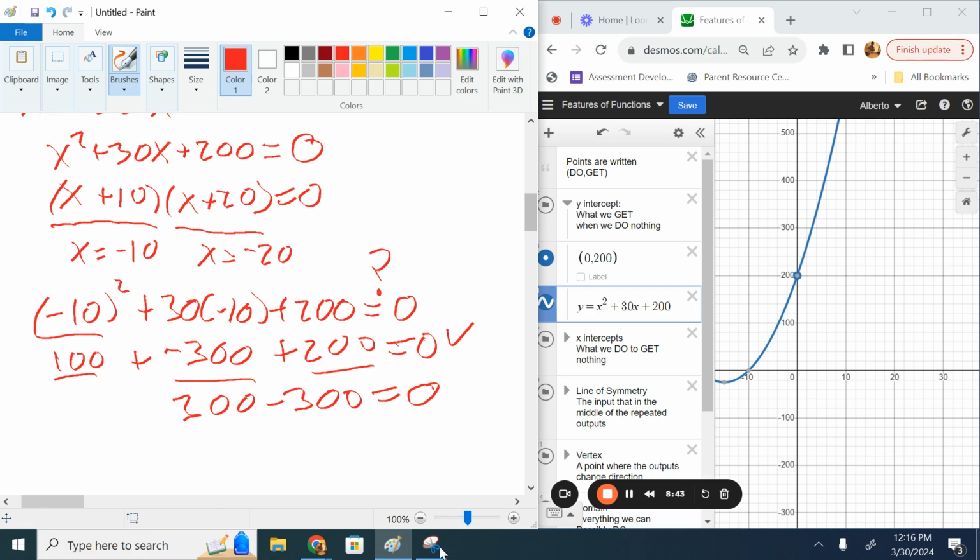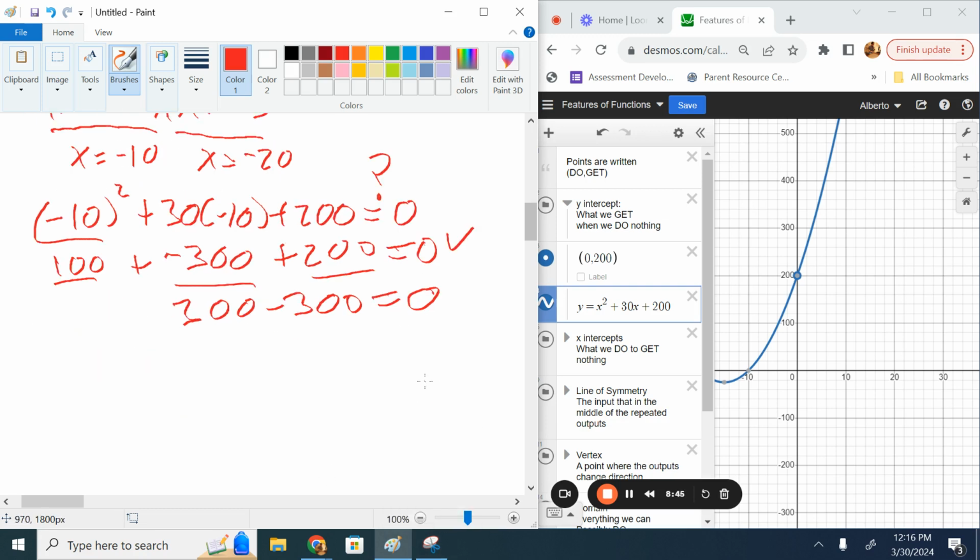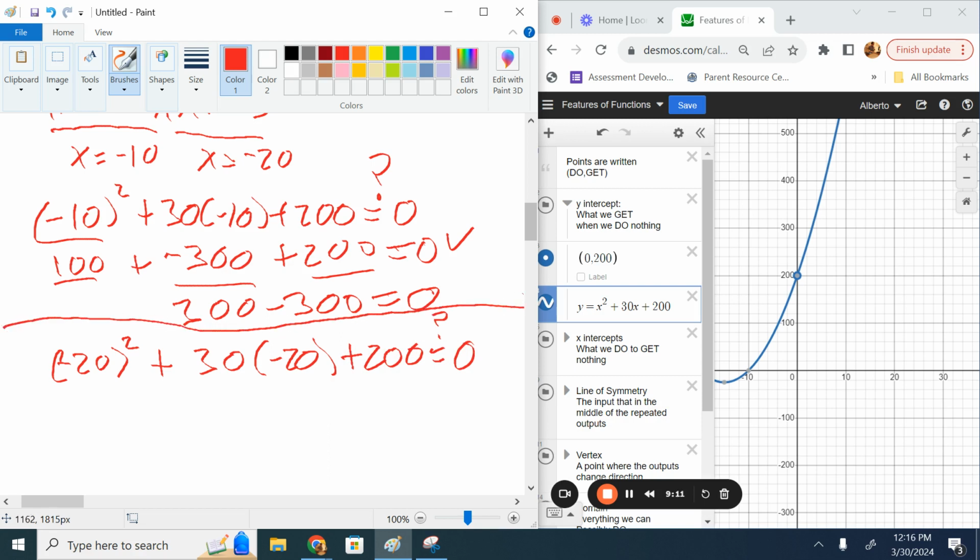Okay, let's check the other one. Okay, so next one is negative 20. Also negative 20. Notice that when I choose an input, I keep that input consistent for the whole problem, or for the whole equation. And then we're trying to find out, does this indeed give us 0? This one we're checking. Sorry about my penmanship.